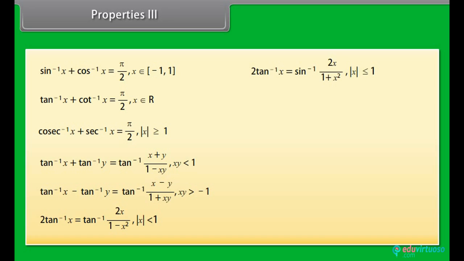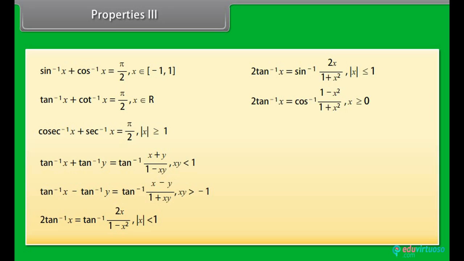2 tan inverse x is equal to sine inverse of 2x by 1 plus x square, where modulus of x is less than or equal to 1. 2 tan inverse x is equal to cos inverse of 1 minus x square by 1 plus x square.